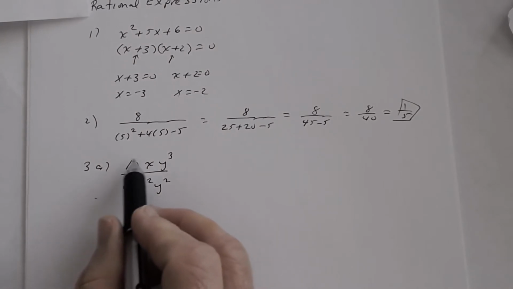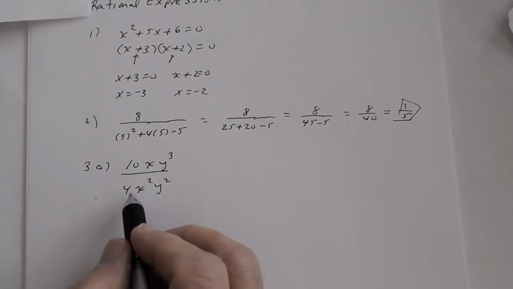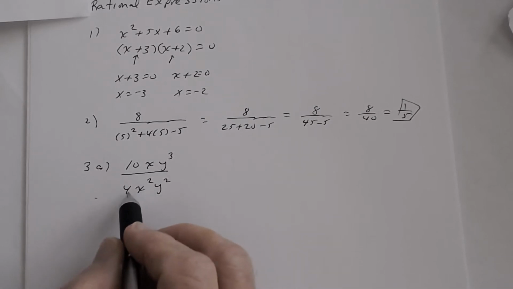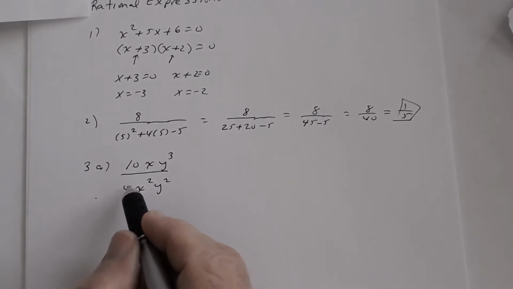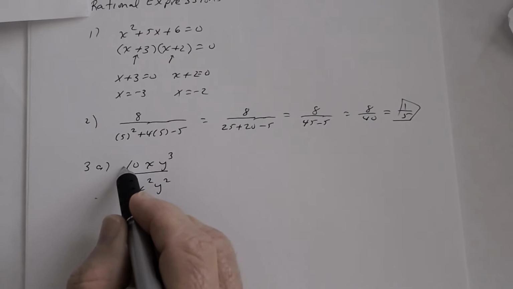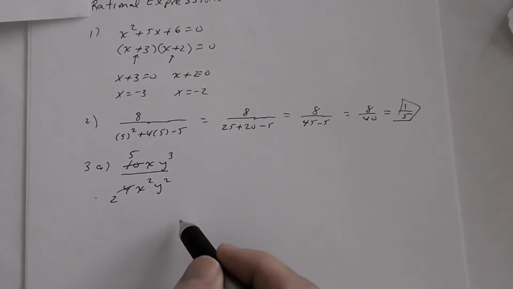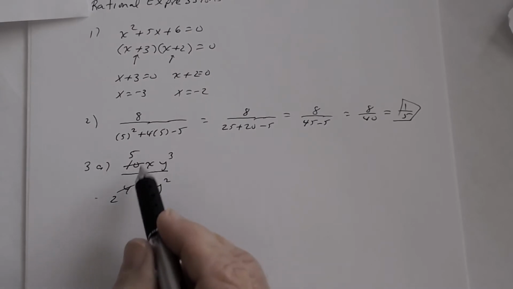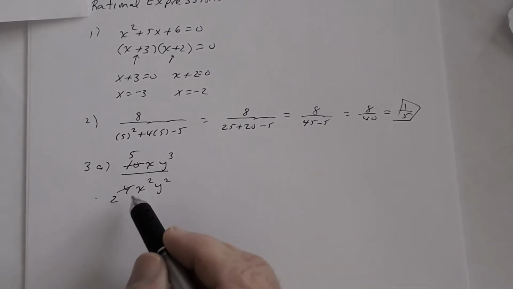The first factor I see is 10. Will 10 reduce with any of the factors in the denominator? The answer is yes, the 4. 10 and 4 are both divisible by 2. So 10 divided by 2 is 5, and 4 divided by 2 is 2. Now let's look at the x. I have one factor of x in the numerator and 2 in the denominator.